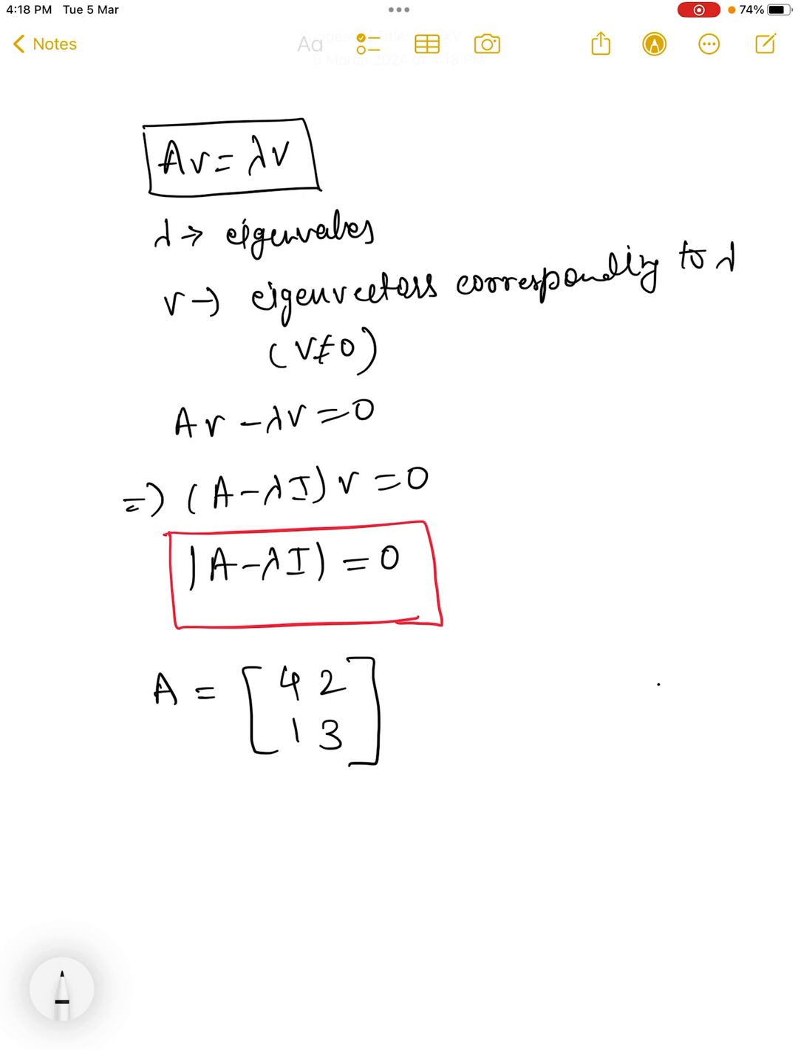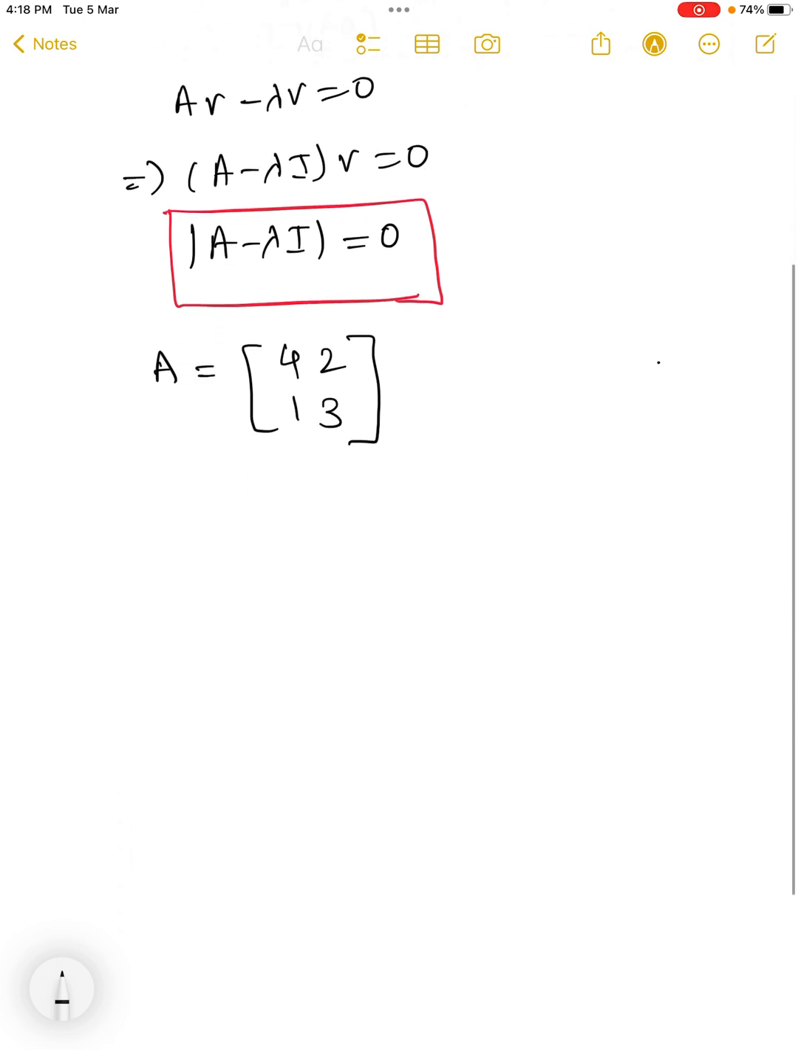Since V is a non-zero vector, by taking the determinant on both sides we get determinant of A minus lambda I equal to 0, and this will be a characteristic equation in the variable lambda. If we have an n cross n square matrix A, then we will get n values of lambda and the corresponding eigenvectors. So we are taking a small example. A equal to [4 2; 1 3] is a 2 cross 2 square matrix.